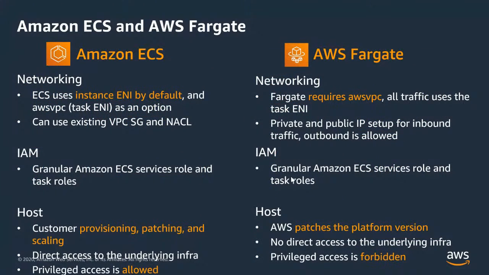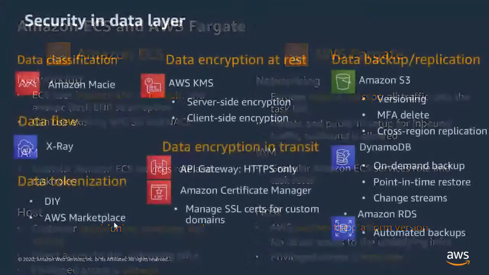Now, with ECS and Fargate, this is how it works. In networking, ECS uses ENI within your account directly. With Fargate, because it's outside of your account, you're basically using AWS VPC. You then have granular ECS service roles and tasks, which is similar in Fargate. Provisioning, patching, and scaling is with the customer. In Fargate, it's all patched by AWS, because you don't have direct access to the underlying infra at all. It's only with AWS, and privileged access is forbidden. Basically, in ECS, you can SSH into the host machine if you want to.